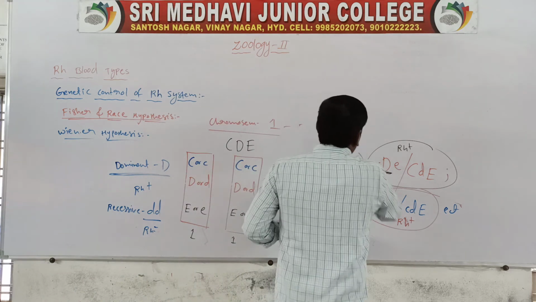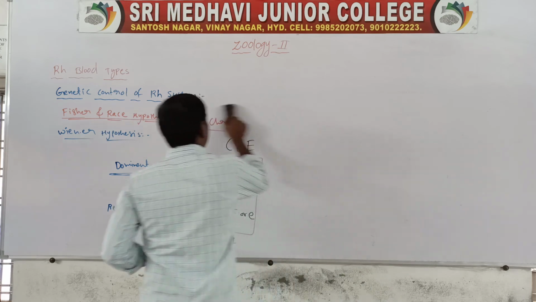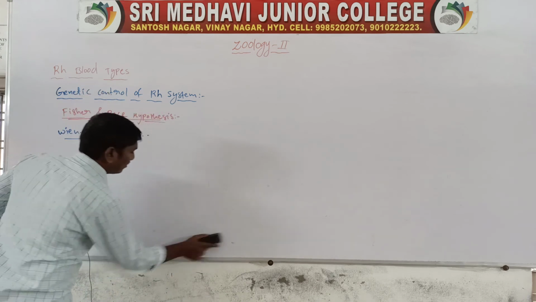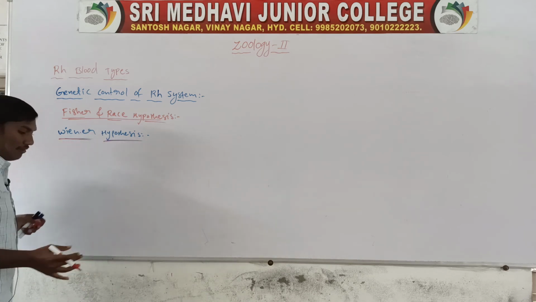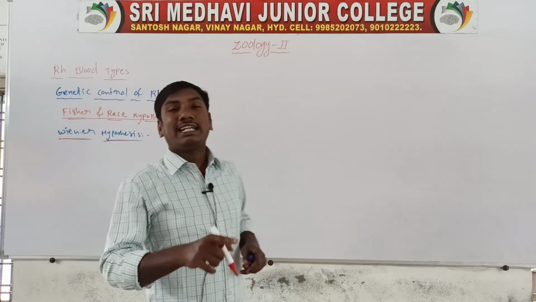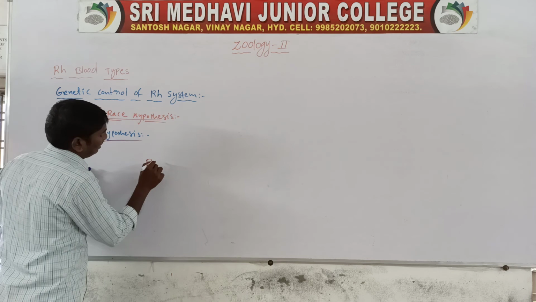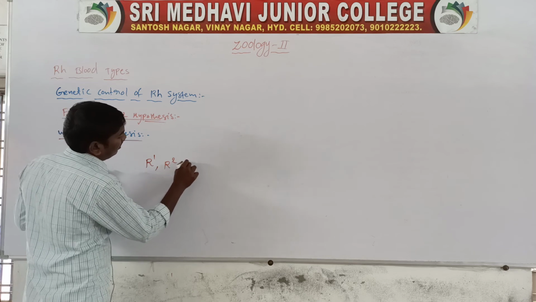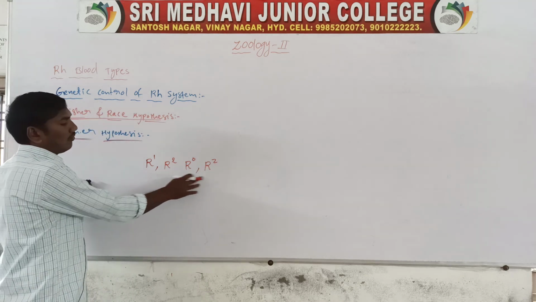Next one, the Wiener hypothesis. Based on the Wiener hypothesis, the Rh factor chromosome contains 8 alleles. These alleles are R1, R2, R0, and RZ.